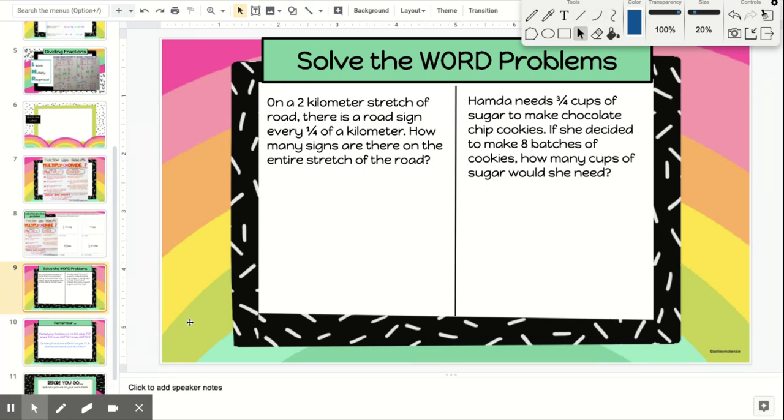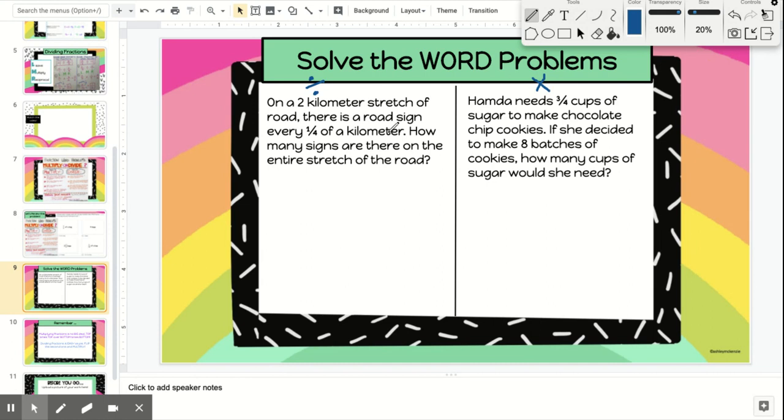Let's check and see how you did. I will say this first: this first word problem was your division problem, and this one with Hamda was your multiplication problem. So let's talk about why.